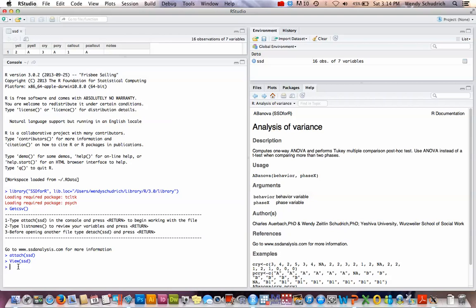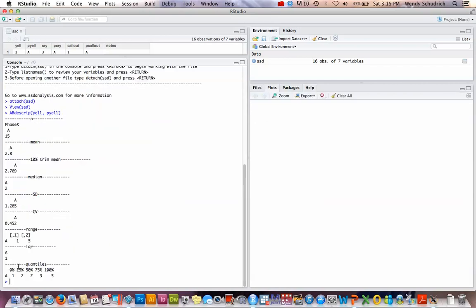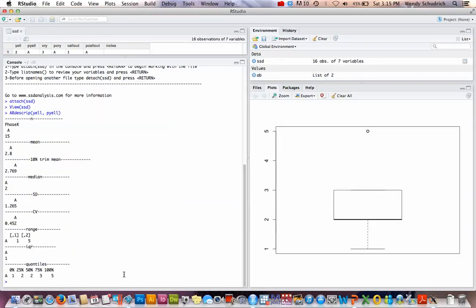So let's begin by just doing descriptive statistics. As you can see, there's in the console a number of statistics like the N and the mean, the 10% trim mean, the median, standard deviation, the CV, and so on. And to the right is a bar graph, and you could see that there's one outlier that's way different, okay? And that could be troublesome for us. We'll see as we go on.